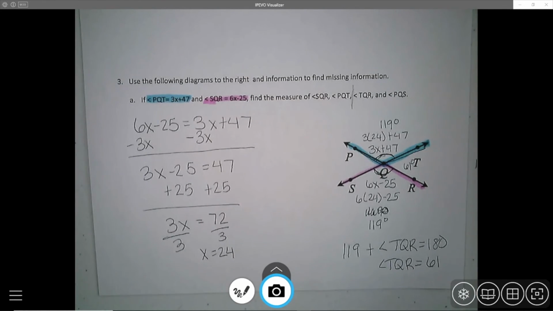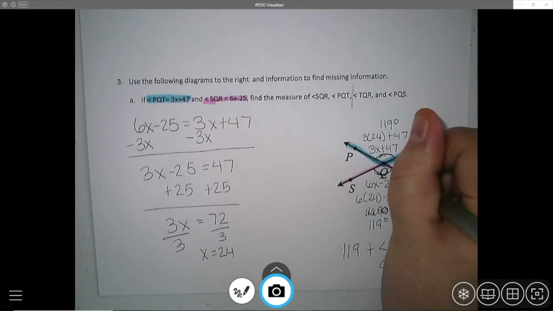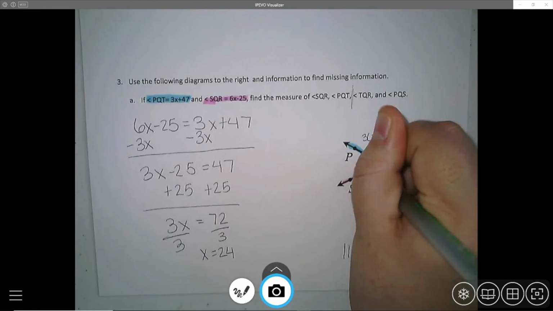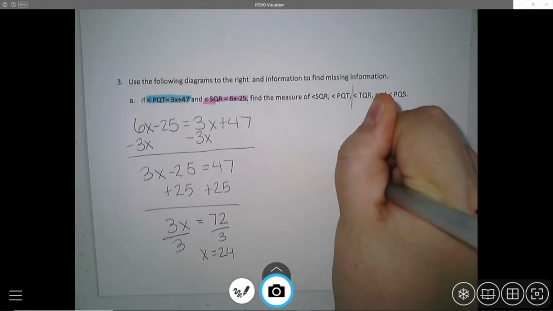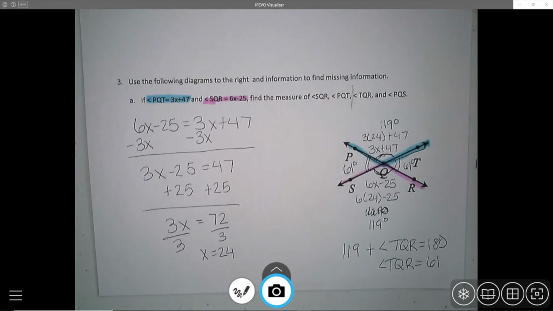The last angle that they asked me about is PQS. I have another set of vertical angles. TQR and PQS is vertical, so PQS has to be 61 degrees as well. Okay, picking out, I'm going to tell you vertical and linear pairs or angles that form a straight line. Most important things that you're going to see. Okay, let's look here at some more of these.